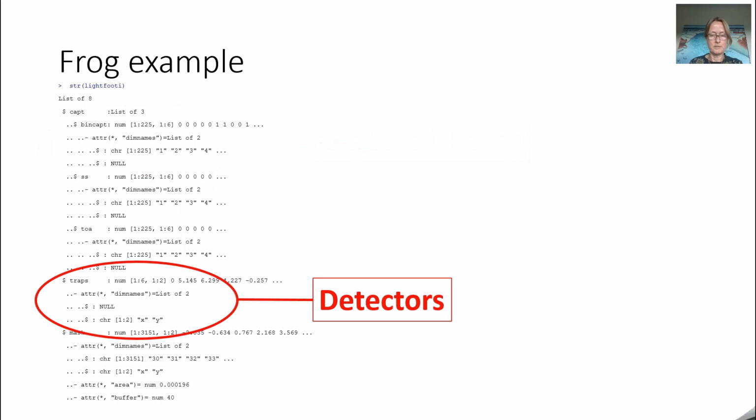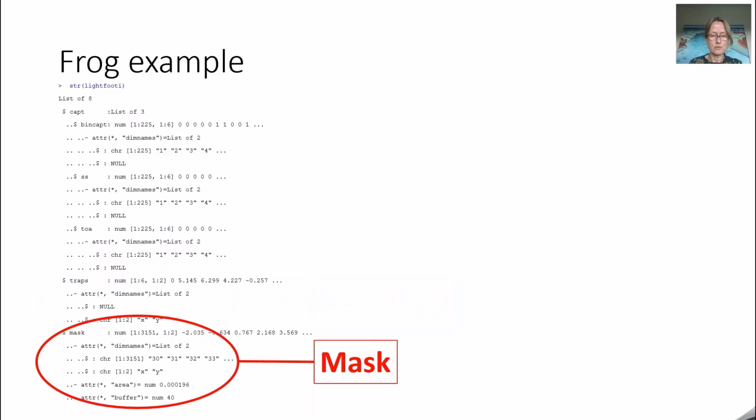The next object we need from this list are the detectors. Here the information is stored in the data frame traps with 6 records containing the coordinates of the detector locations. The last object we need is the mask, which is the grid of points across the study area from which frogs could have been heard. We had learned how to create all these objects in previous lectures, but in this case, they have been created for us already.